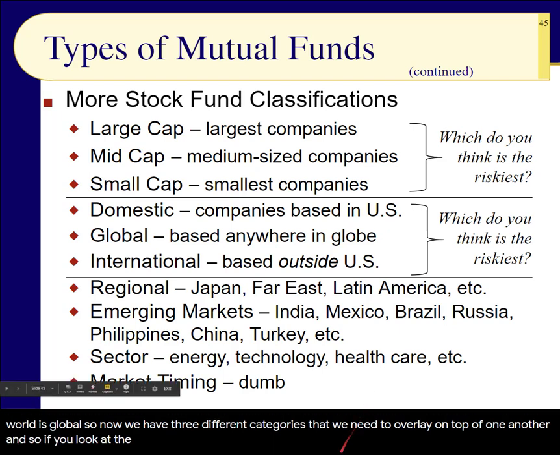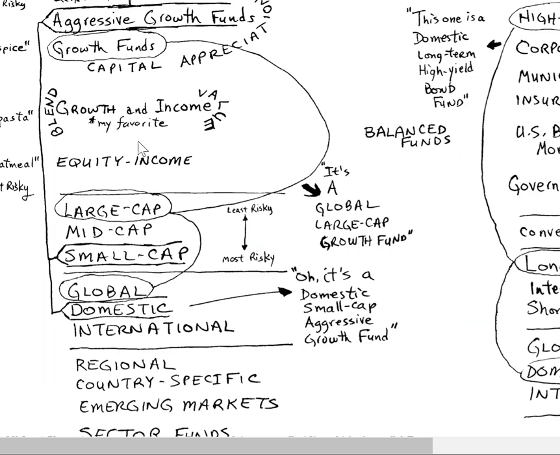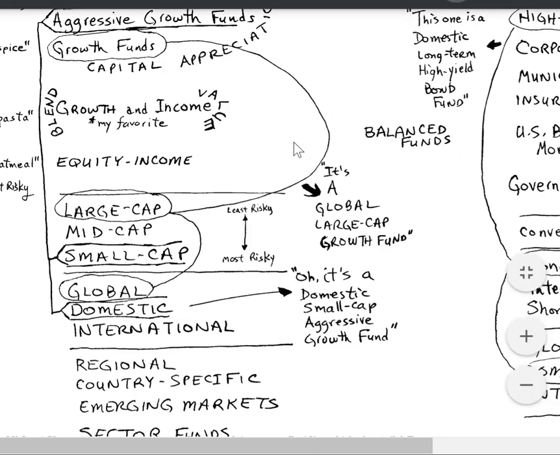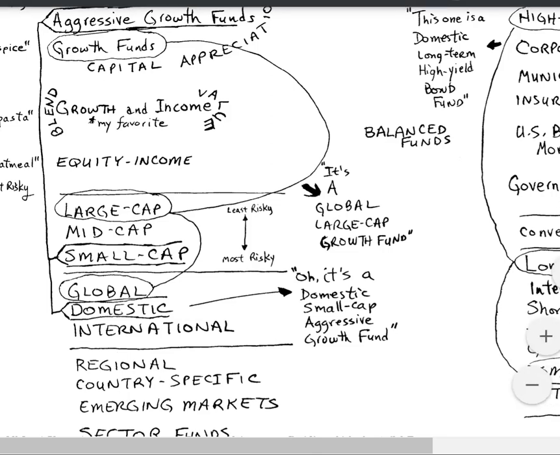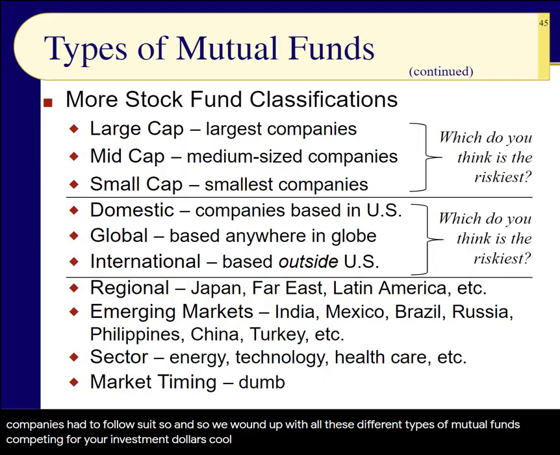And so if you look at the Scramble sheet, let's see if we can pull that puppy back, we see that we've said, okay, look, it's a global large cap growth fund. Oh, it's a domestic aggressive growth, a small cap aggressive growth fund. And now you start to see why there have been so many mutual funds created over the decades. When one company came out with a global large cap growth fund, all of the other companies had to follow suit. And so we wound up with all these different types of mutual funds competing for your investment dollars. Cool? Okay.